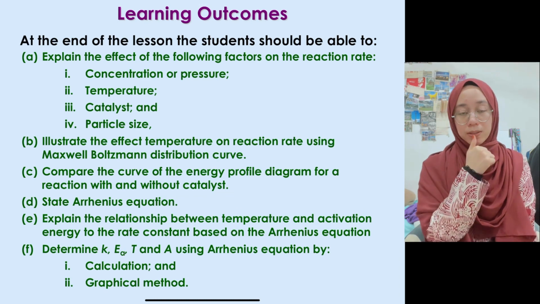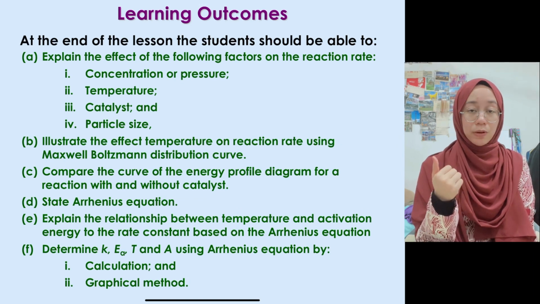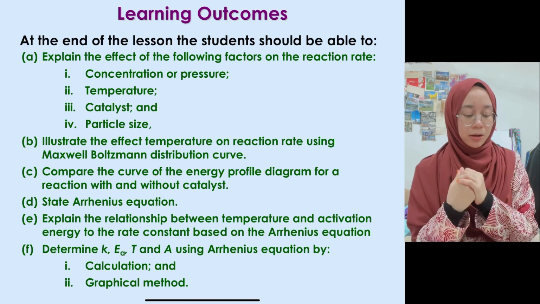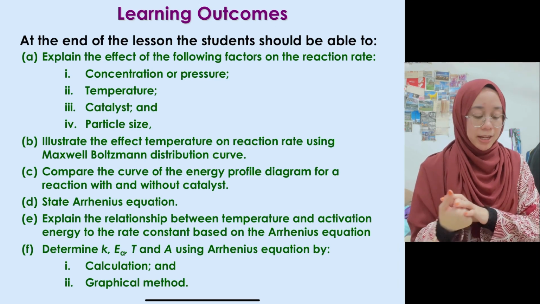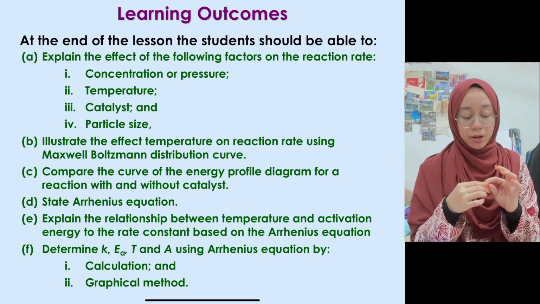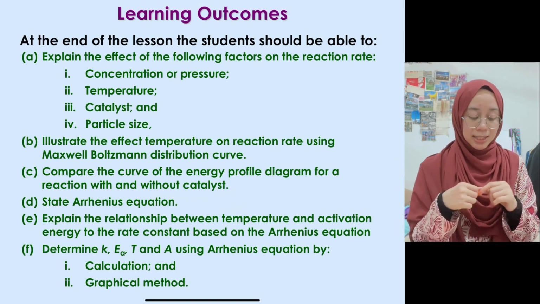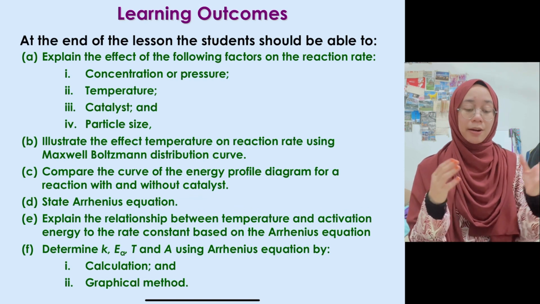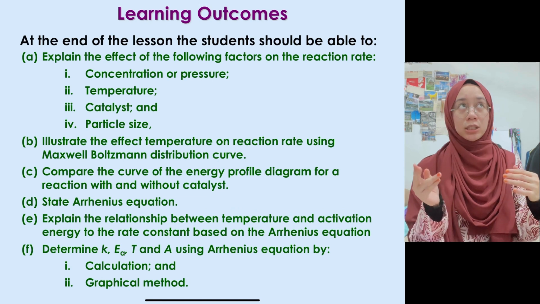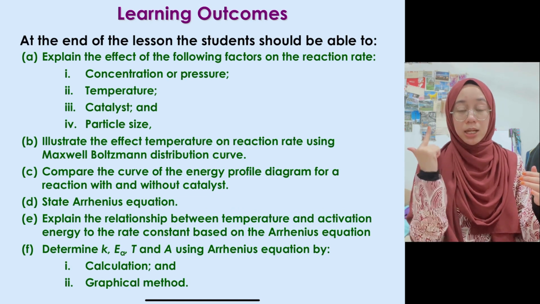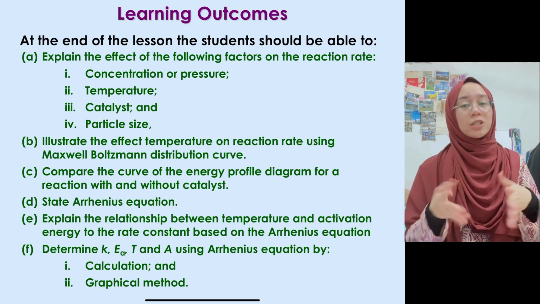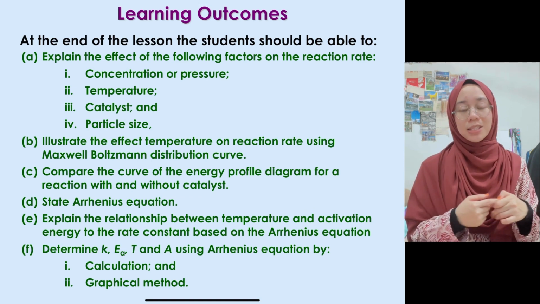First one is we want to see the effect of temperature on reaction rate by illustrating using the Maxwell-Boltzmann distribution curve. And then kita akan compare the curve of the energy profile diagram for a reaction with and without catalyst. And then kita akan tengok pasal Arrhenius equation lah. So daripada Arrhenius equation tu pula nanti kita akan boleh tengok relationship antara rate constant, temperature dengan activation energy. And then kita akan do some calculation after that by using the Arrhenius equation.